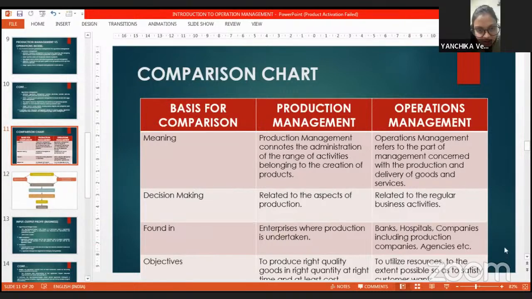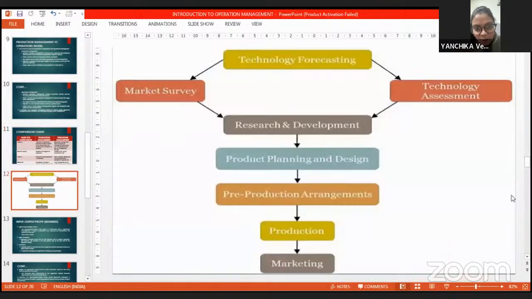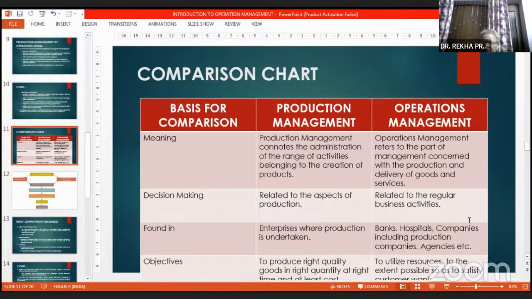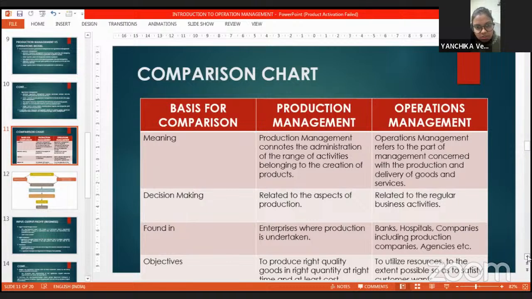in the right quantity at the right time at the least cost. Operation management refers to the part of management concerned with the production and delivery of goods and services related to the regular business activity found in banks, hospitals, companies, including production companies, agencies, etc. The objective is to utilize resources to the extent possible so as to satisfy customer needs.